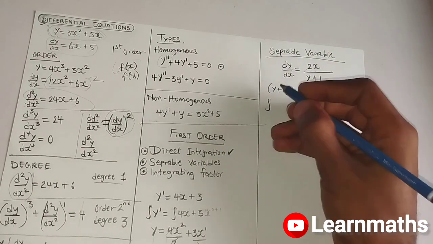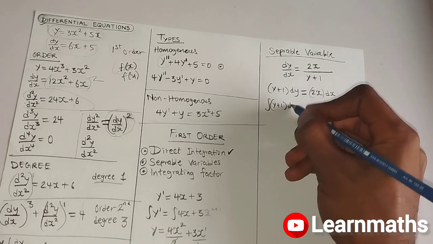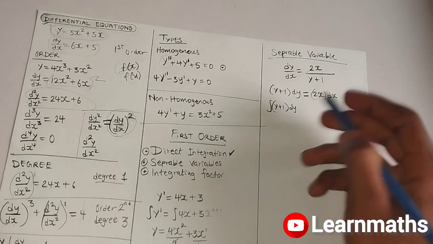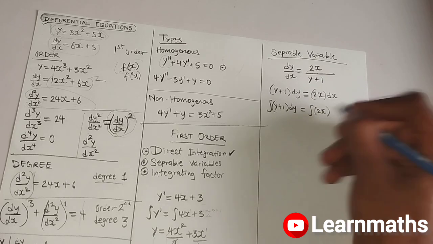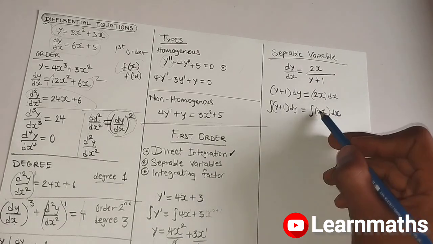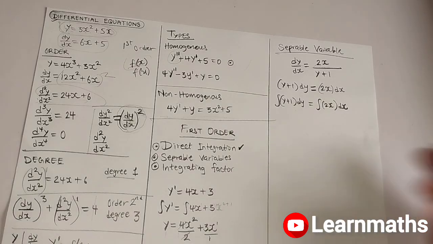I'm going to integrate y plus 1 with respect to y, since y is the variable there. And I'm also going to integrate the right hand side, that's 2x, with respect to x, since x is the variable there, right? All right, so now basically all you have to do is integrate both sides.